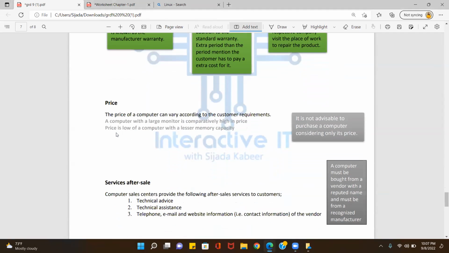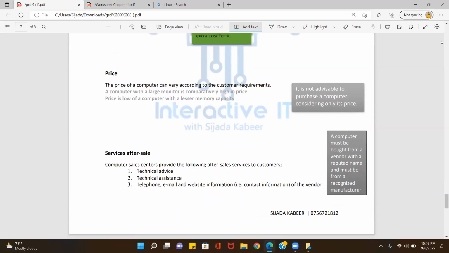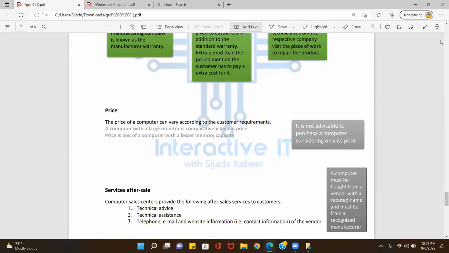Yes, teacher. Okay. Then the next non-technical specification is price. Price, I told you, depends on the technical specifications. Depending on the technical specifications, the price will change.